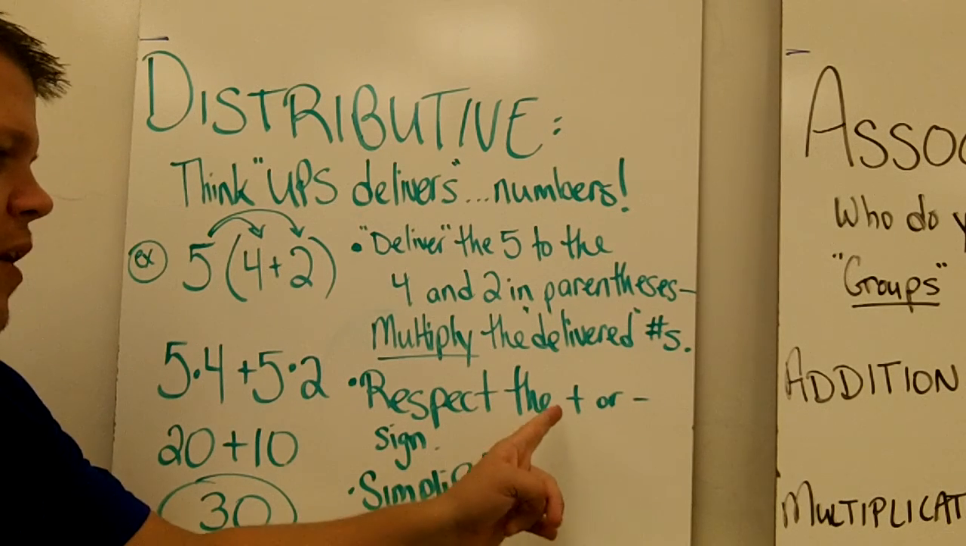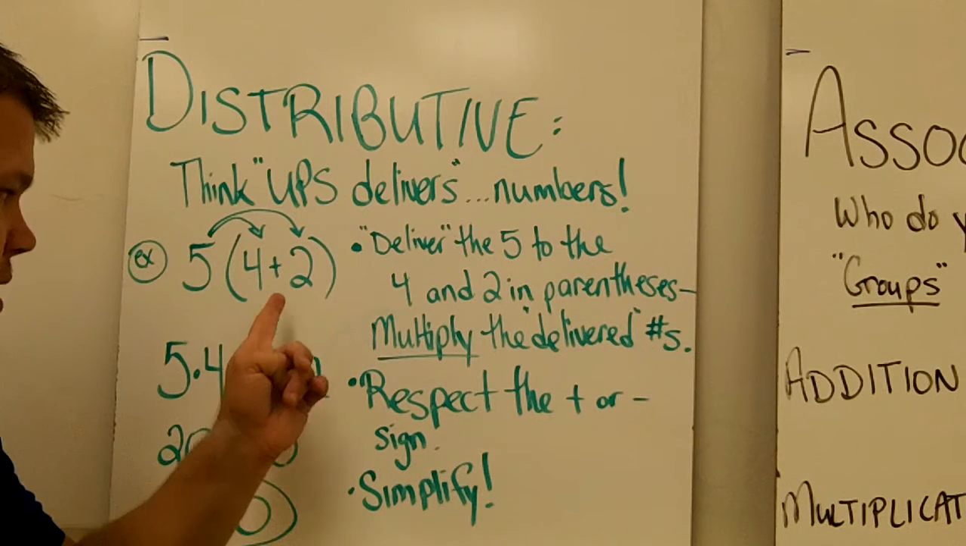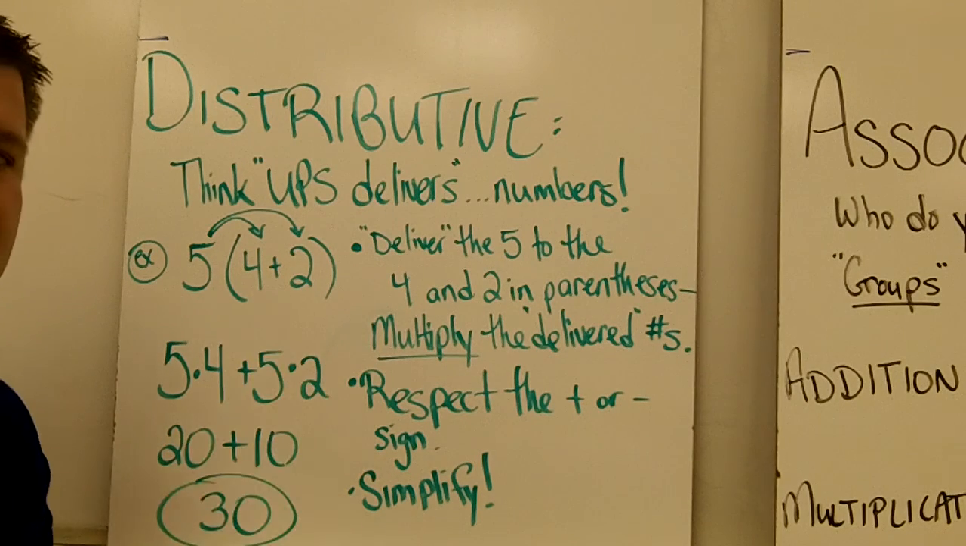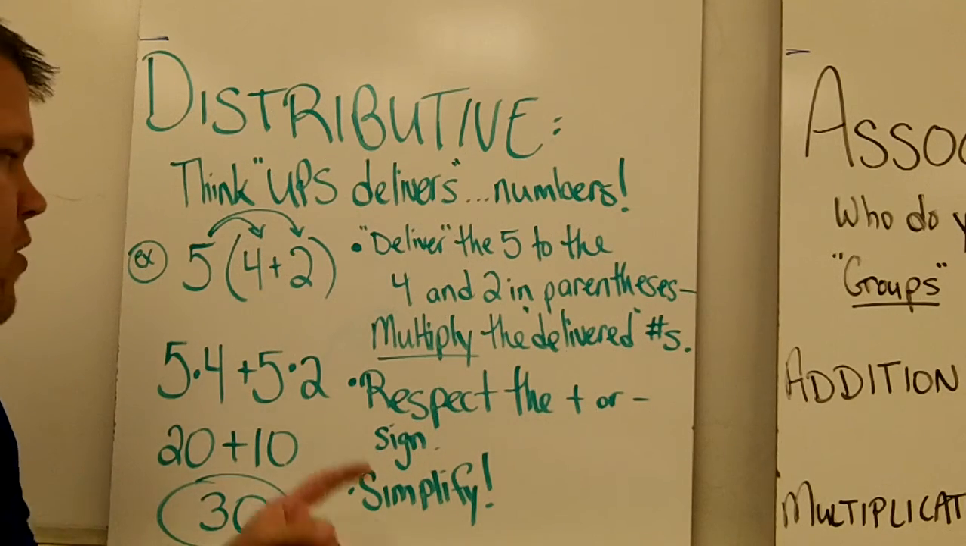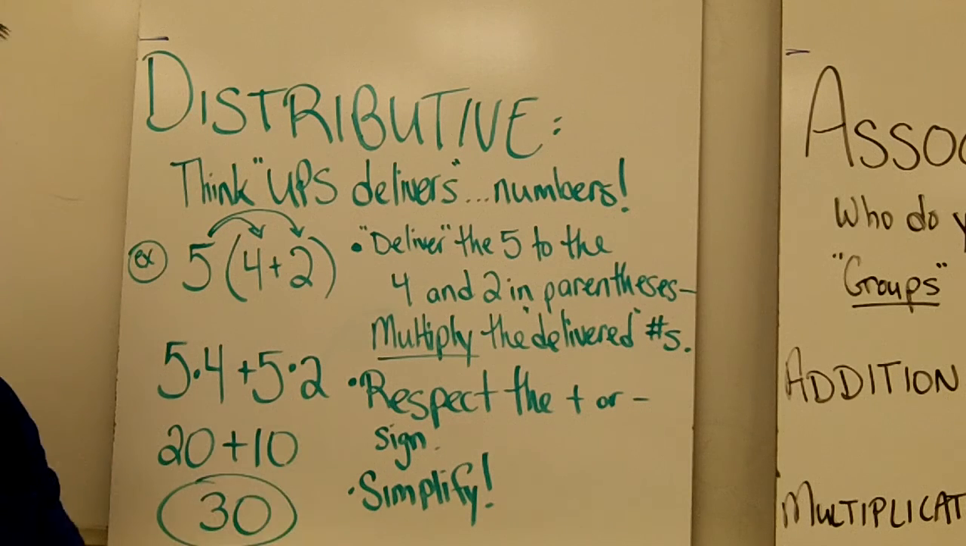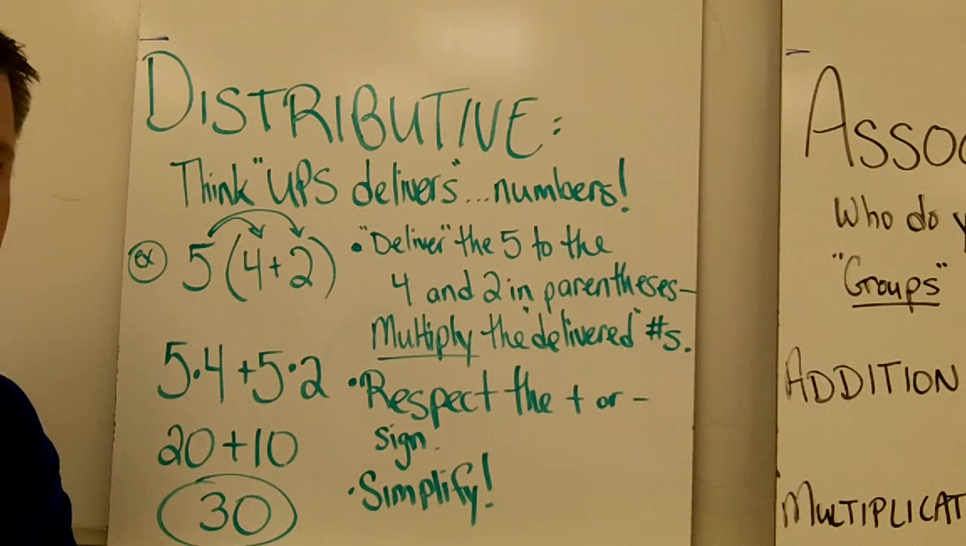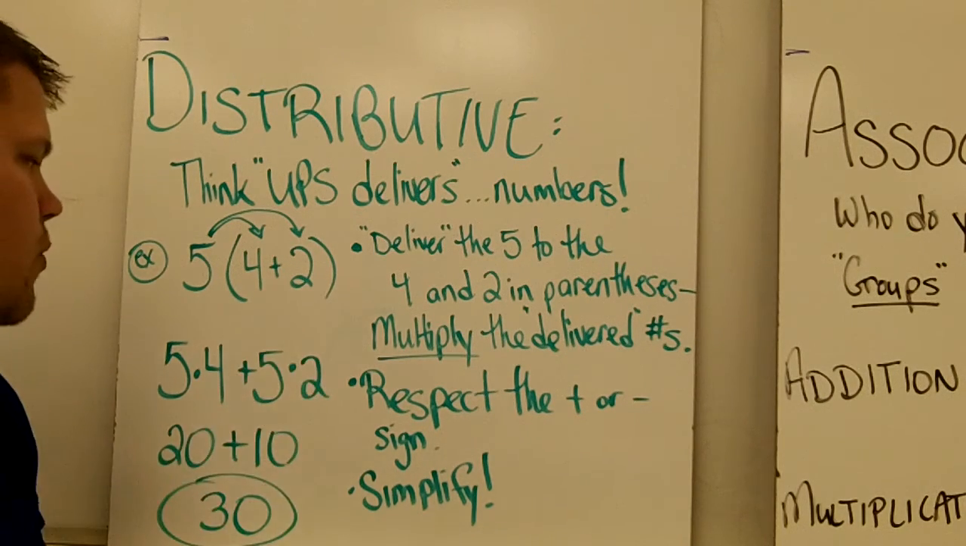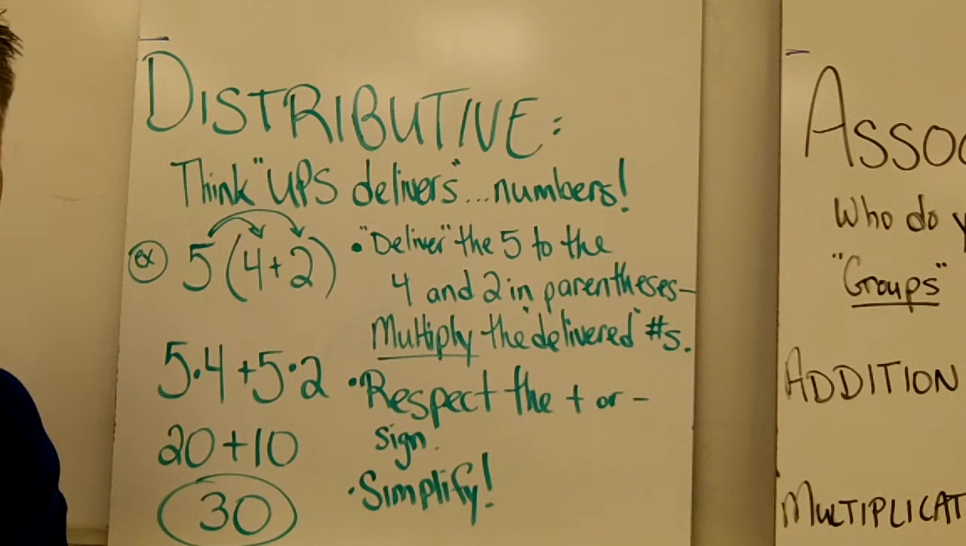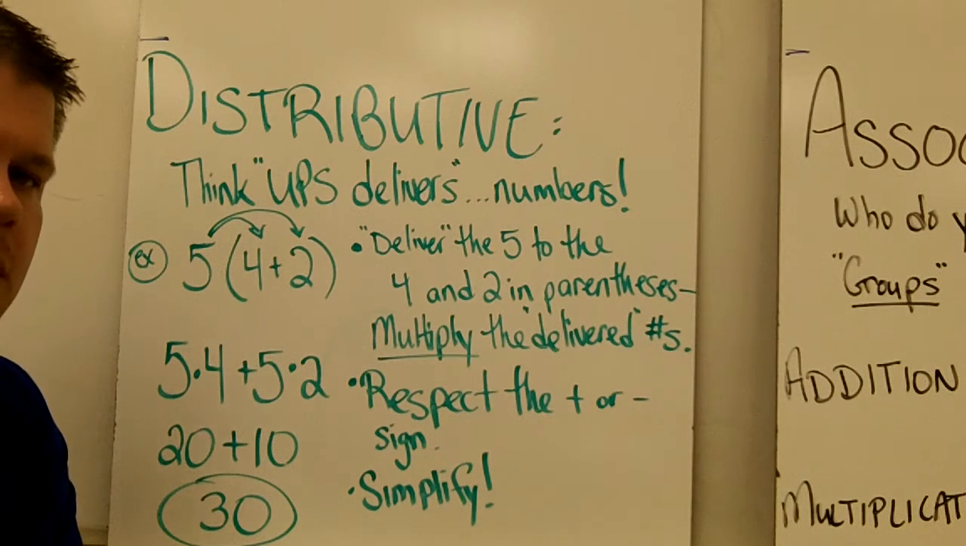And I'm going to respect the addition or subtraction sign that's inside that parentheses. Okay, I have to still do that. I can't just ignore that. I can't just do 5 times 4 and 5 times 2 and leave it alone, because then I have only part of my problem done. I have to add those two up to get the answer. So if this was subtraction, it would be 20 minus 10 instead of 20 plus 10.